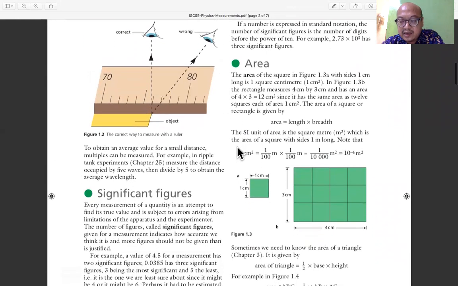Here, area. I think you already know about area. Area is length times length. If the length is 1 centimeter and 1 centimeter, this is 1 centimeter squared, which equals 1/100 meter times 1/100 meter, equals 1/10,000 square meter. 10,000 equals 10 to the power of minus 4 if we bring it up. That's it.